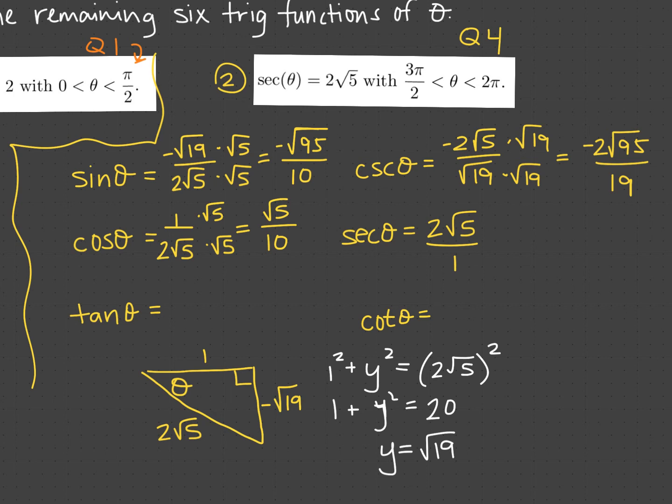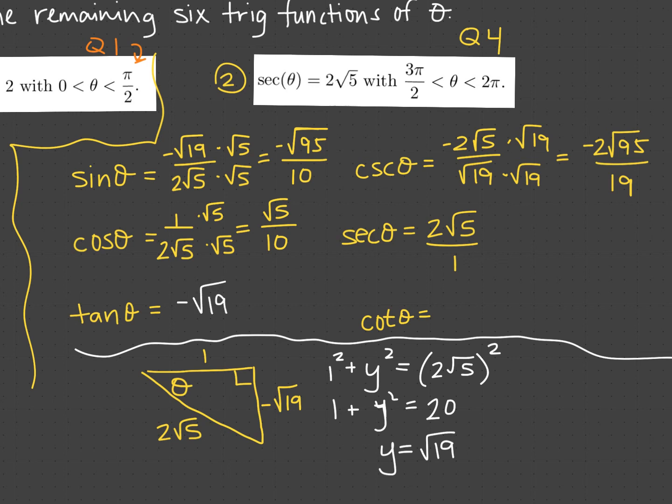Let's take a look at the tangent of theta next. And these will just be our last two. So the tangent is defined as the opposite divided by the adjacent. So that one's not too bad. It'll be negative root 19 over 1, which is just negative root 19.